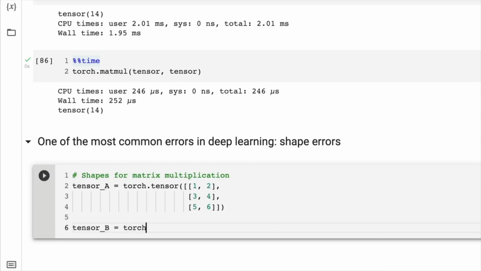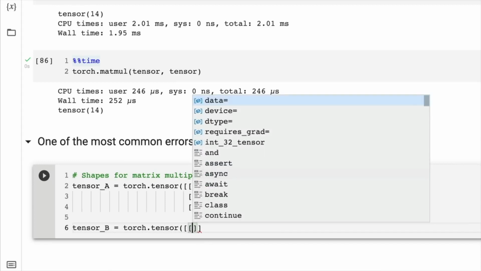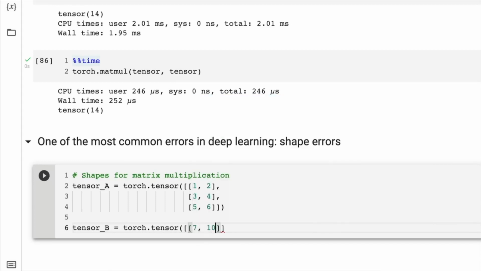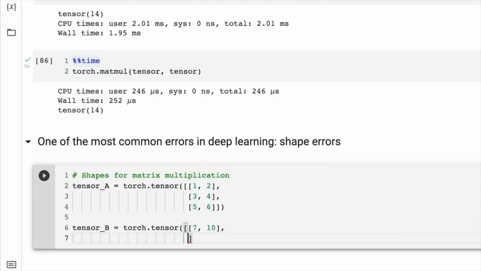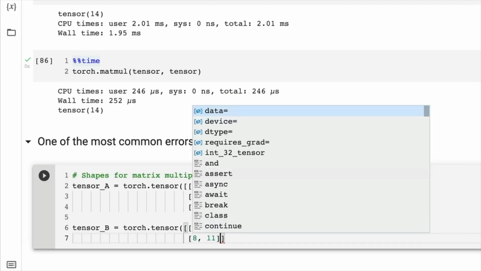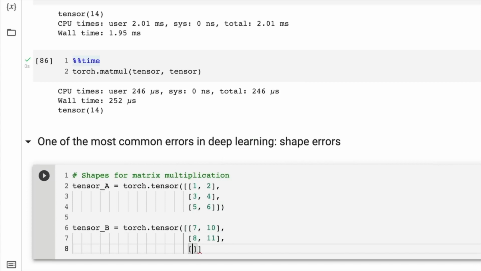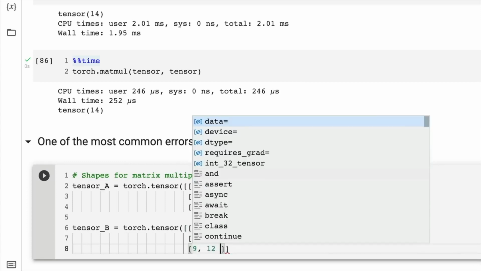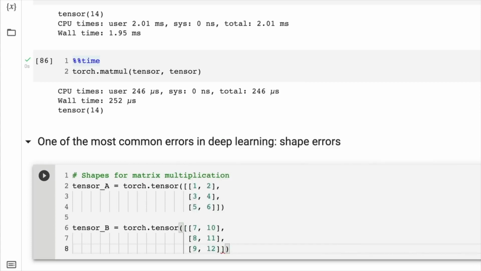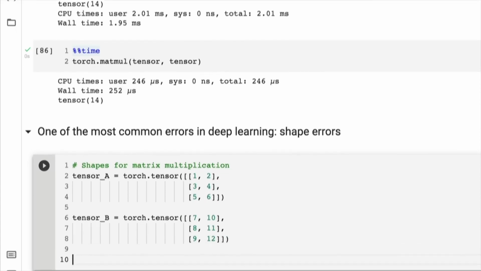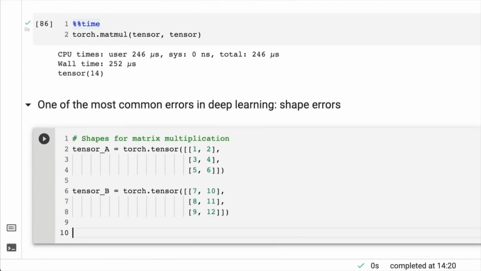And then tensor B can be equal to a torch tensor of, where are we going to go for this one? Let's go 7, 10. This will be a little bit confusing, this one, but then we'll go 8, 11, and this will go up to 12, 9, 12. So it's the same sort of sequence as what's going on here, but they've been swapped around. So we've got the vertical axis here. Instead of 1, 2, 3, 4, this is just 7, 8, 9, 10, 11, 12. But let's now try and perform a matrix multiplication. How do we do that?